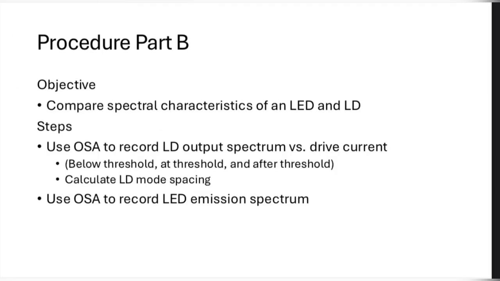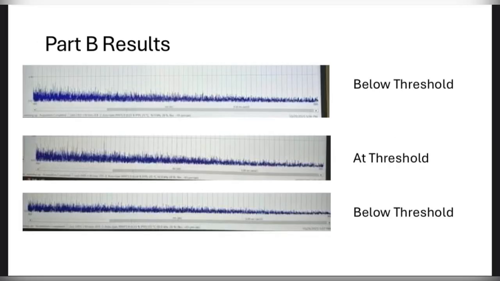In part B, our objective was to compare the spectral characteristics of the LED and the laser diode. We used the OSA to record the output spectrum of the laser diode as we gradually increased the drive current. We took measurements below threshold, at threshold, and above threshold before repeating with the LED. Here are pictures of our emission spectra.